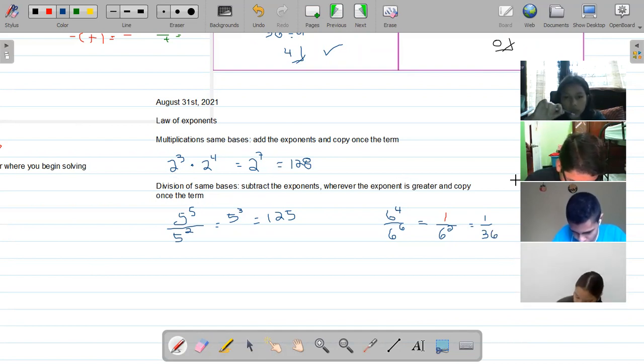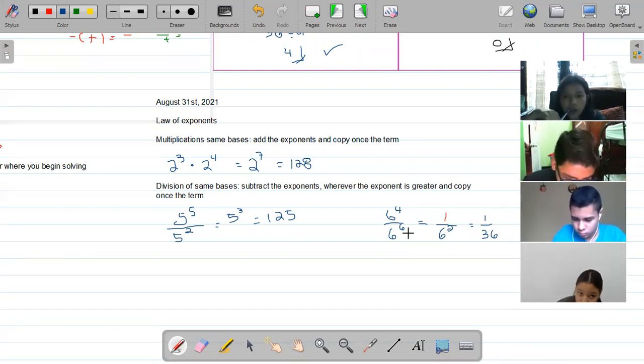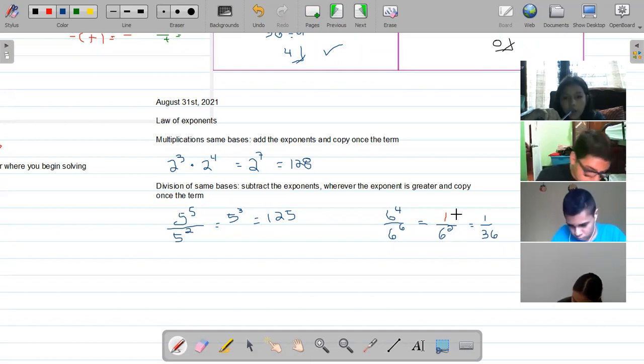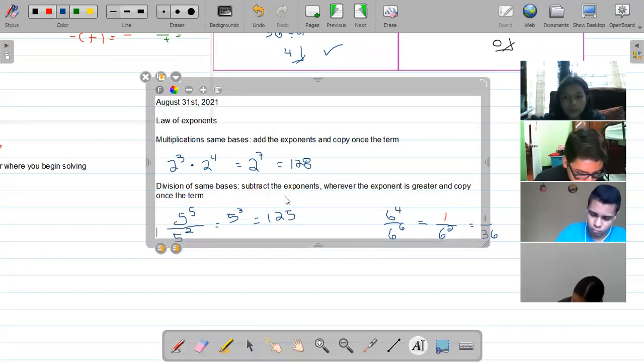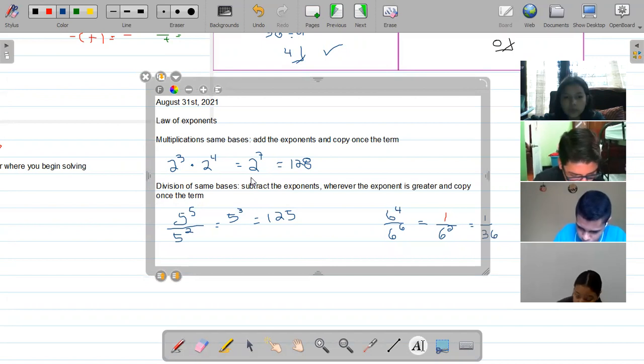That is a division of same basis. Make sure that when you subtract in the denominator, you place a 1 if there's nothing left. Okay. That's the second rule of exponents, the second law. Let's see the third law. And this is the easiest one.